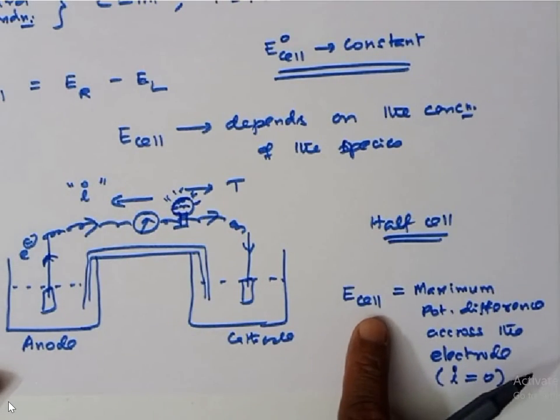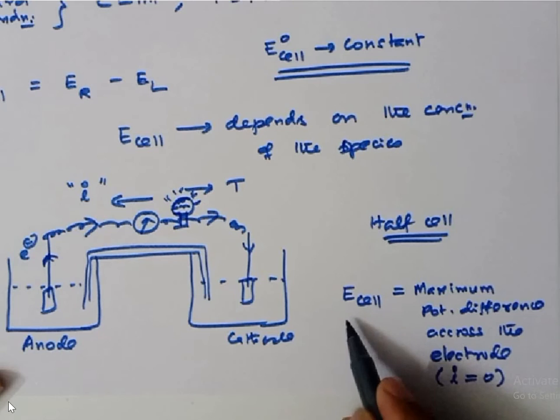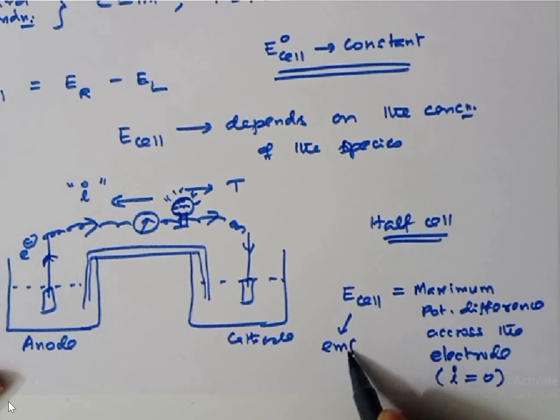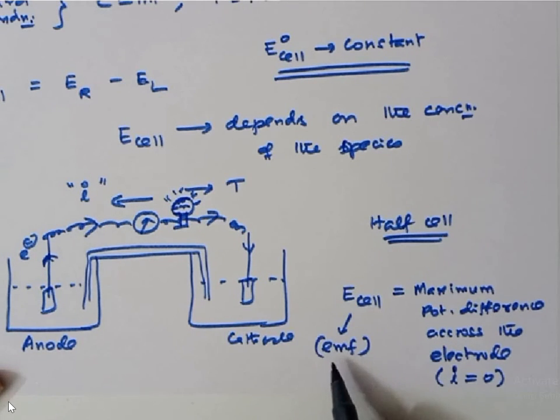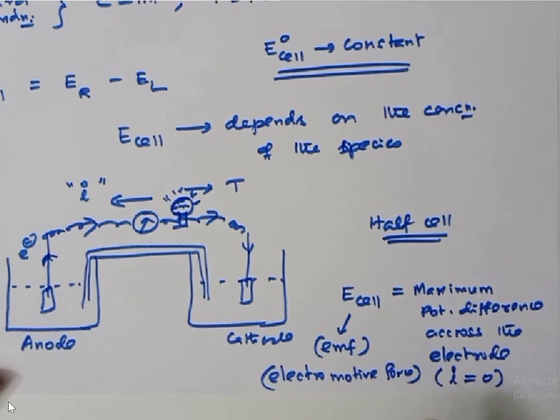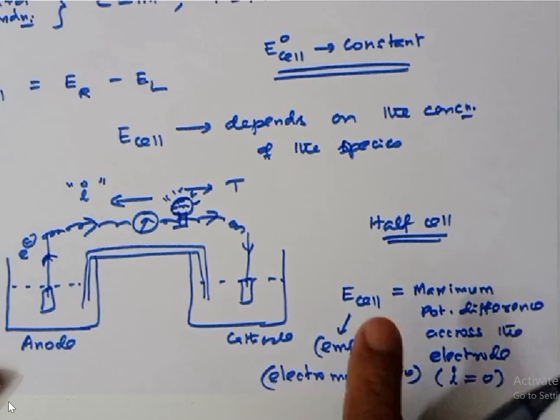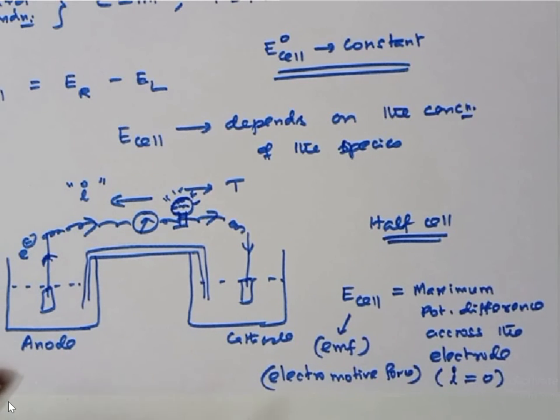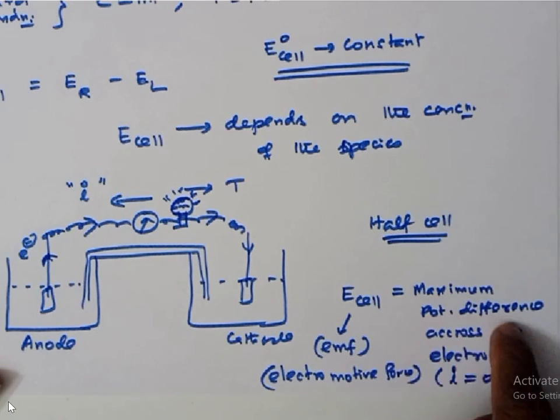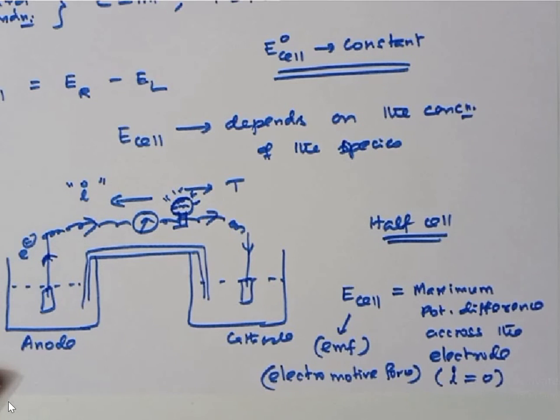We define cell potential in this manner. Cell potential is also called EMF. What is EMF? EMF means electromotive force, also called cell potential. What is electromotive force? Students, keep this in mind, very, very important. It is the maximum potential difference across the electrode when no current is flowing in the circuit.